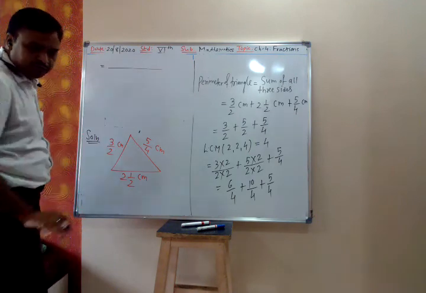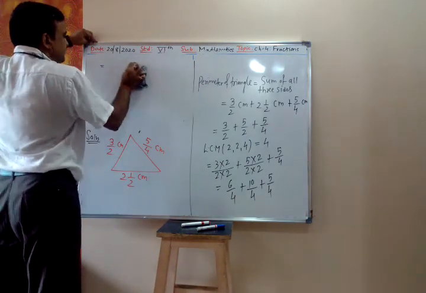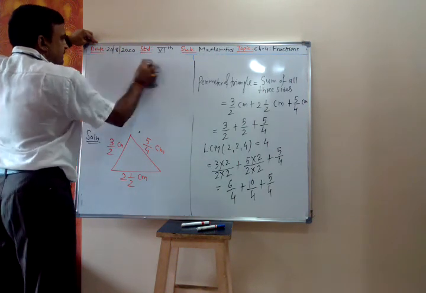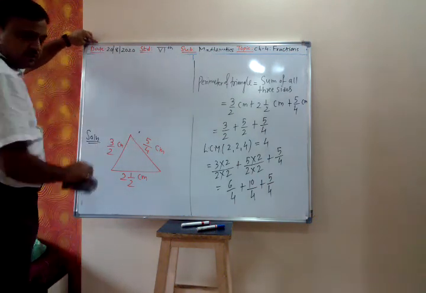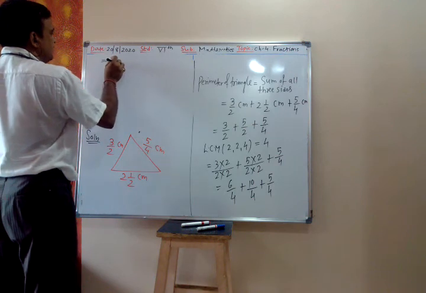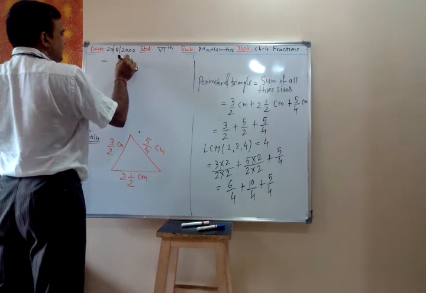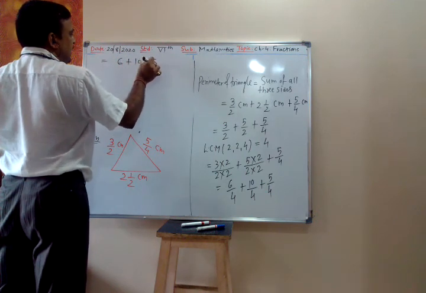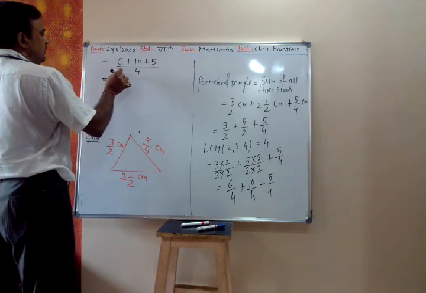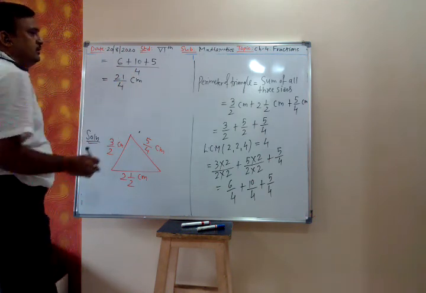Then it is 6 plus 10 plus 5 upon 4. 10 plus 6, 16 plus 5, 21 upon 4. This we write with centimeter.